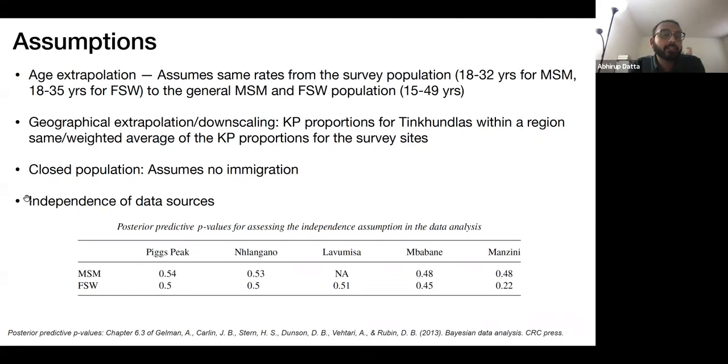And then we had an assumption on independence of data sources, and to verify that, we used posterior predictive p-values to do goodness of fit tests, and all the p-values came out to be non-significant, which was good, saying that this was a reasonable assumption for this data set.